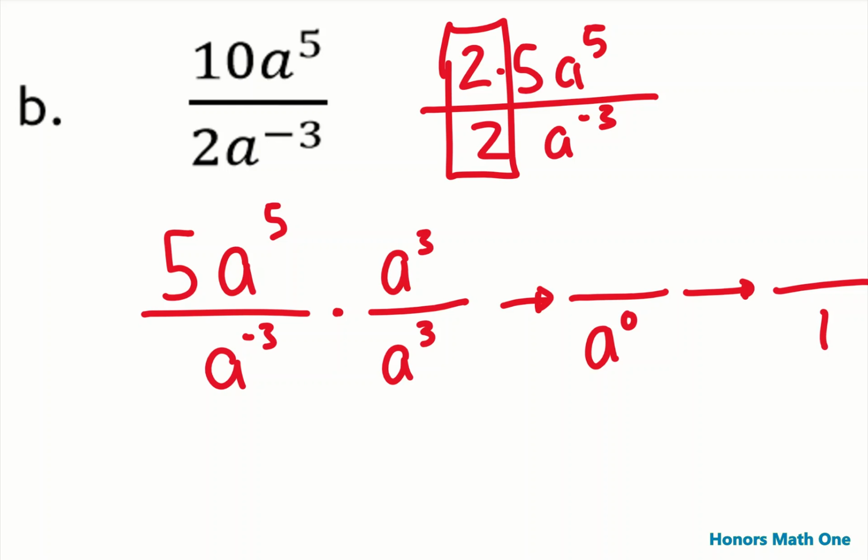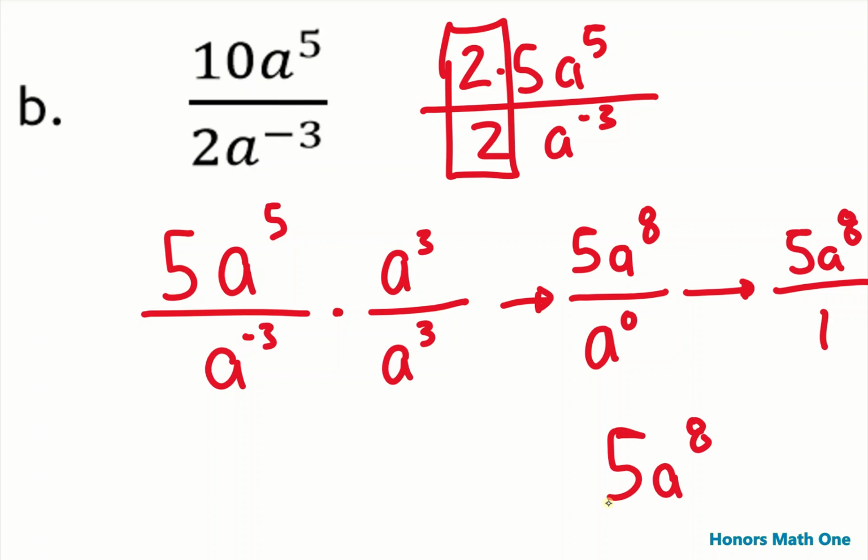Well, when I do that, I can see that I have a 5 in the numerator, and I have exactly 8 factors of a. So this is 5 times a to the 8th power. And I probably would write my answer without the over 1, right? 5a to the 8th power, just like that. All right, so that's A, B.